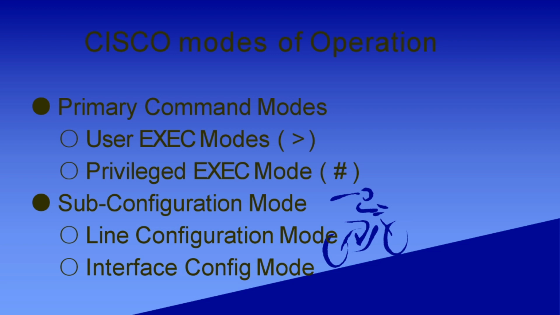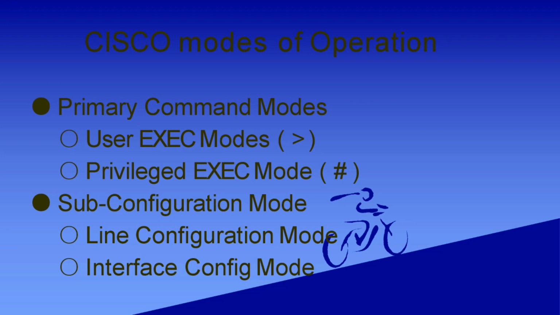Primary command modes. First is the user EXEC mode. This mode has limited capabilities but is useful for basic operations. It allows only a limited number of basic monitoring commands but does not allow the execution of any commands that might change the configuration of the device. The user EXEC mode is identified by the CLI prompt that ends with the greater-than symbol.